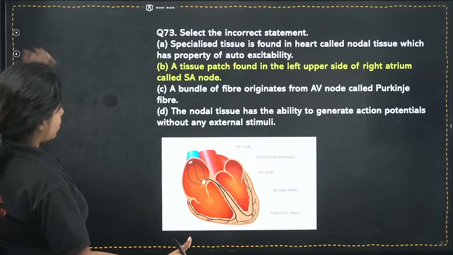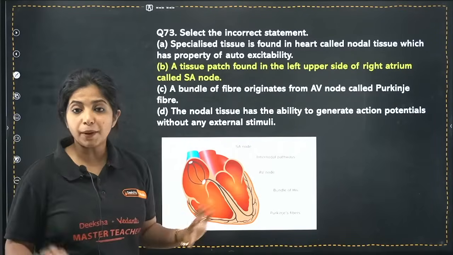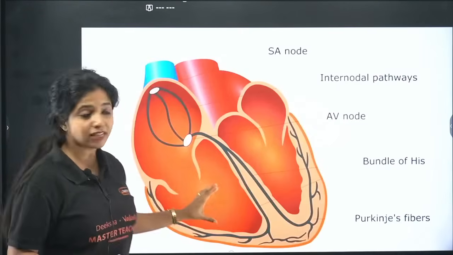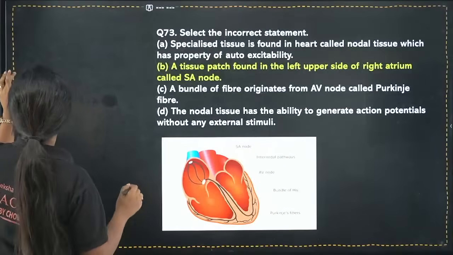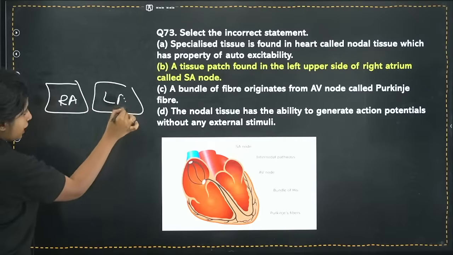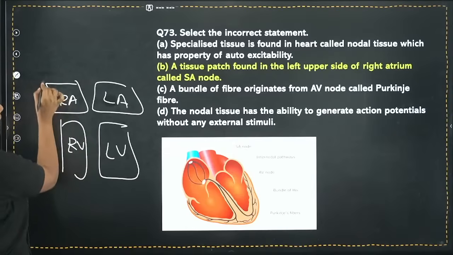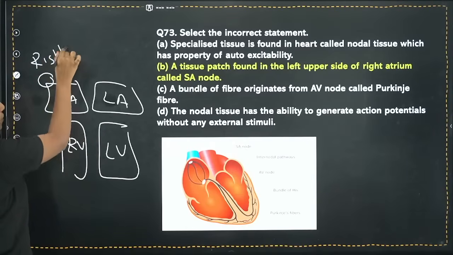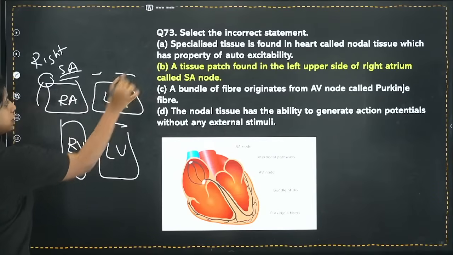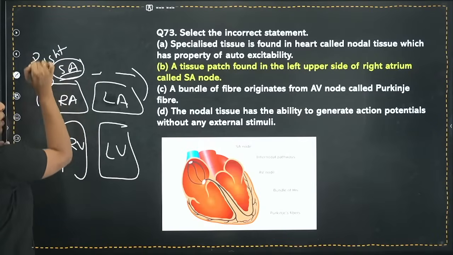Now, one more very important thing, tissue patch found in the left upper side. Okay, so this is about the SA node and things like that. Just listen to me carefully. You have your atrium and the ventricle over here, right? Always remember, if this is the right atrium, this is the left atrium, this is the right ventricle, and this is going to be the left ventricle. Here at the top right side, not the left side, you will have the SA node, sinoatrial node. It sends signals to all the muscles and causes contraction of the atrium. SA node is towards the right side of the right atrium.